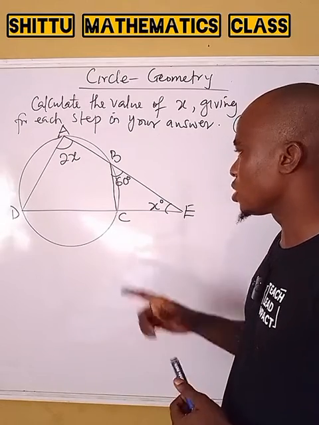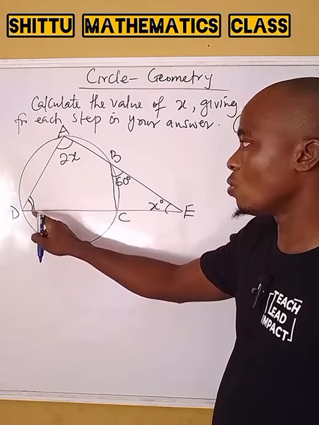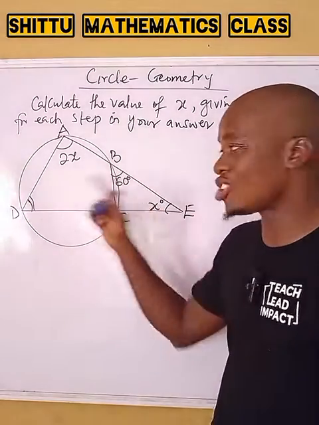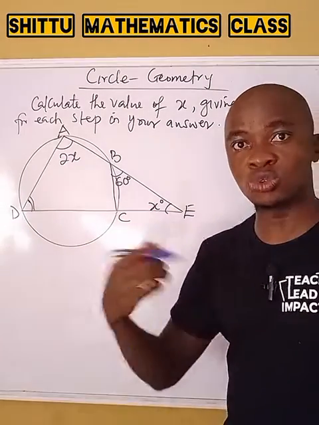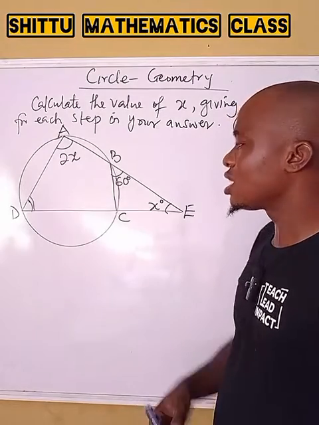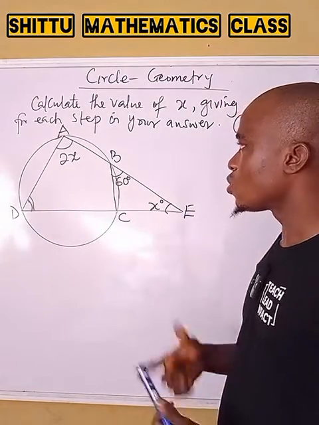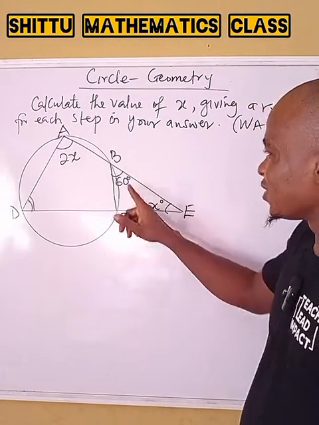Now what we are going to do is that we only need this side here. If we know what we have here, we can just use the sum of angles in a triangle. We add these together and equate it to 180 degrees. But how are we going to get this one? That should be our focus. This is very simple. Look at what we are going to do.